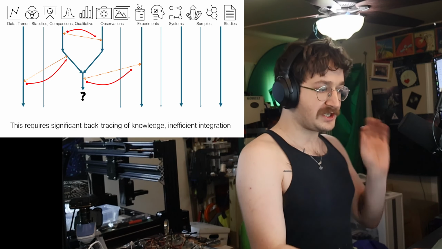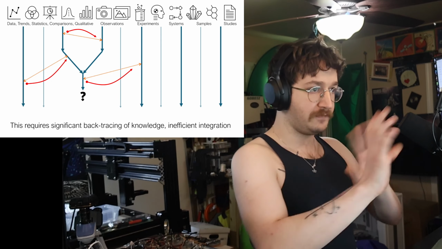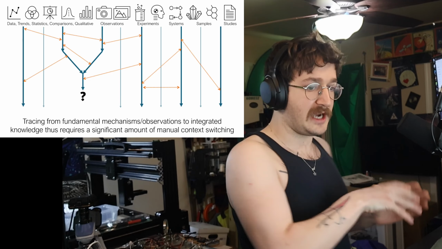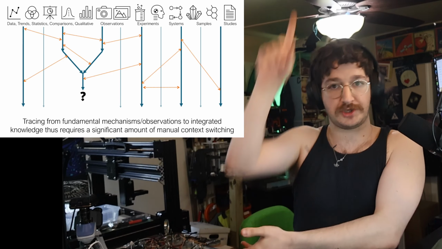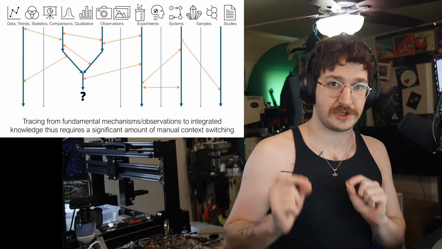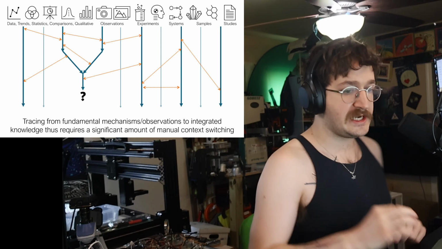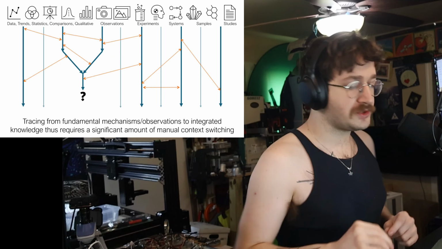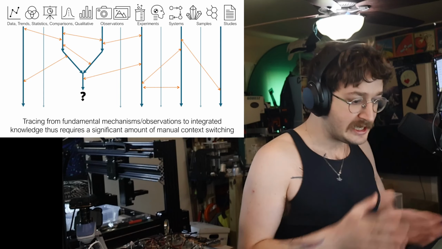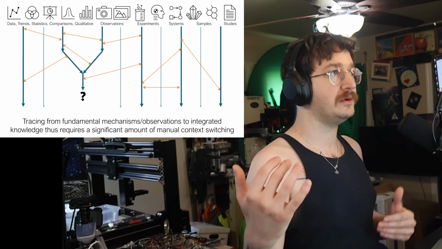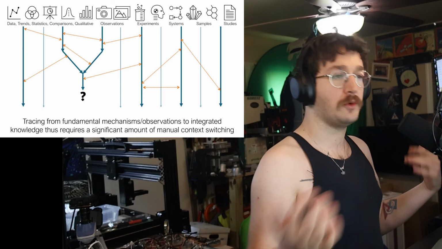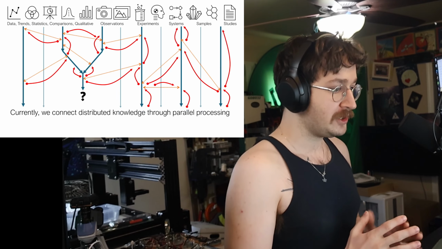So this is what we mean when we talk about backtracing, you can visualize it like this, right? So tracing the fundamental mechanisms and the observations to that integrated knowledge, going from here to here, tracing back to it, requires a lot of manual context switching. Context switching can be different domains, different sectors, different servers, whatever it is, you're changing the context. And you have to do something in that process in order to do it. You have to relate the data sets in some way, or connect them, or store them in the same place, whatever it is, we're speaking generally here, right?